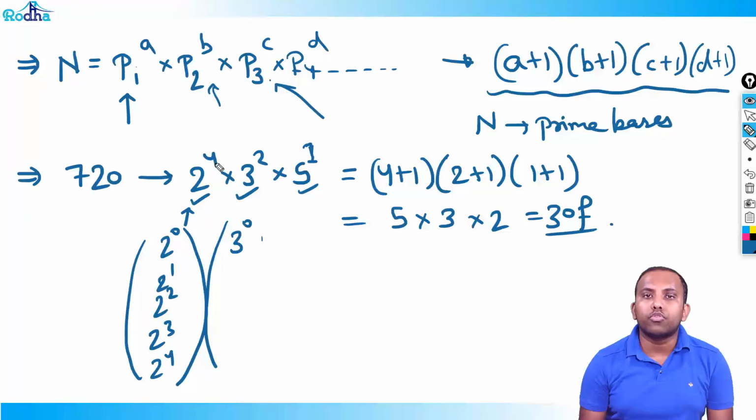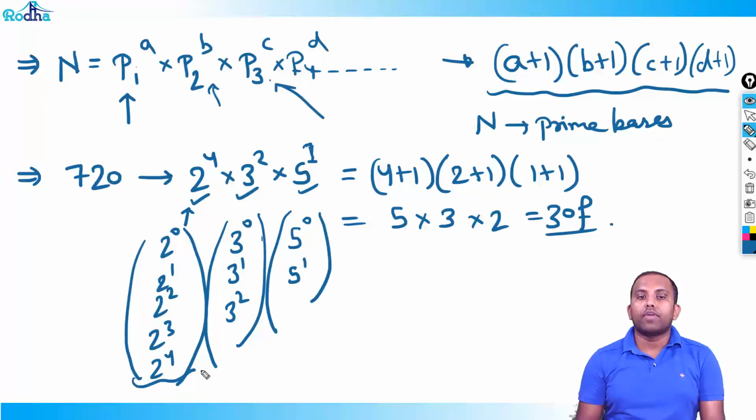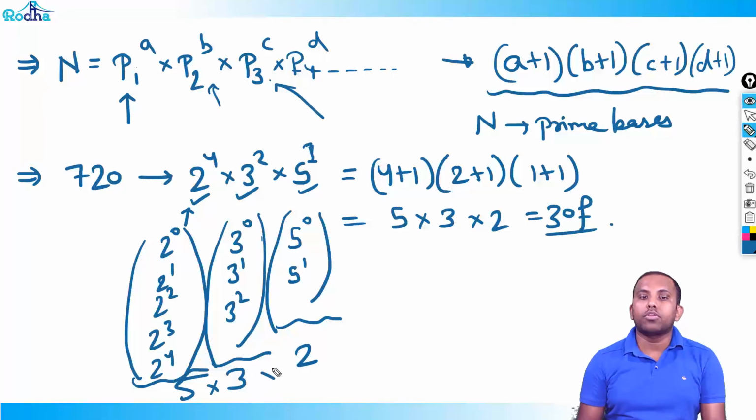2 raised to 4 has got 5 factors. 3 square has 3 factors: 3 raised to 0, 3 raised to 1, 3 square. And 5 raised to 1 will have how many factors? 5 raised to 0 and 5 raised to 1. So there are 5 terms in 2's bracket, 3 terms in 3's bracket, and 2 terms in 5's bracket, right? So 5 into 3 into 2, total 30 factors I'll get.